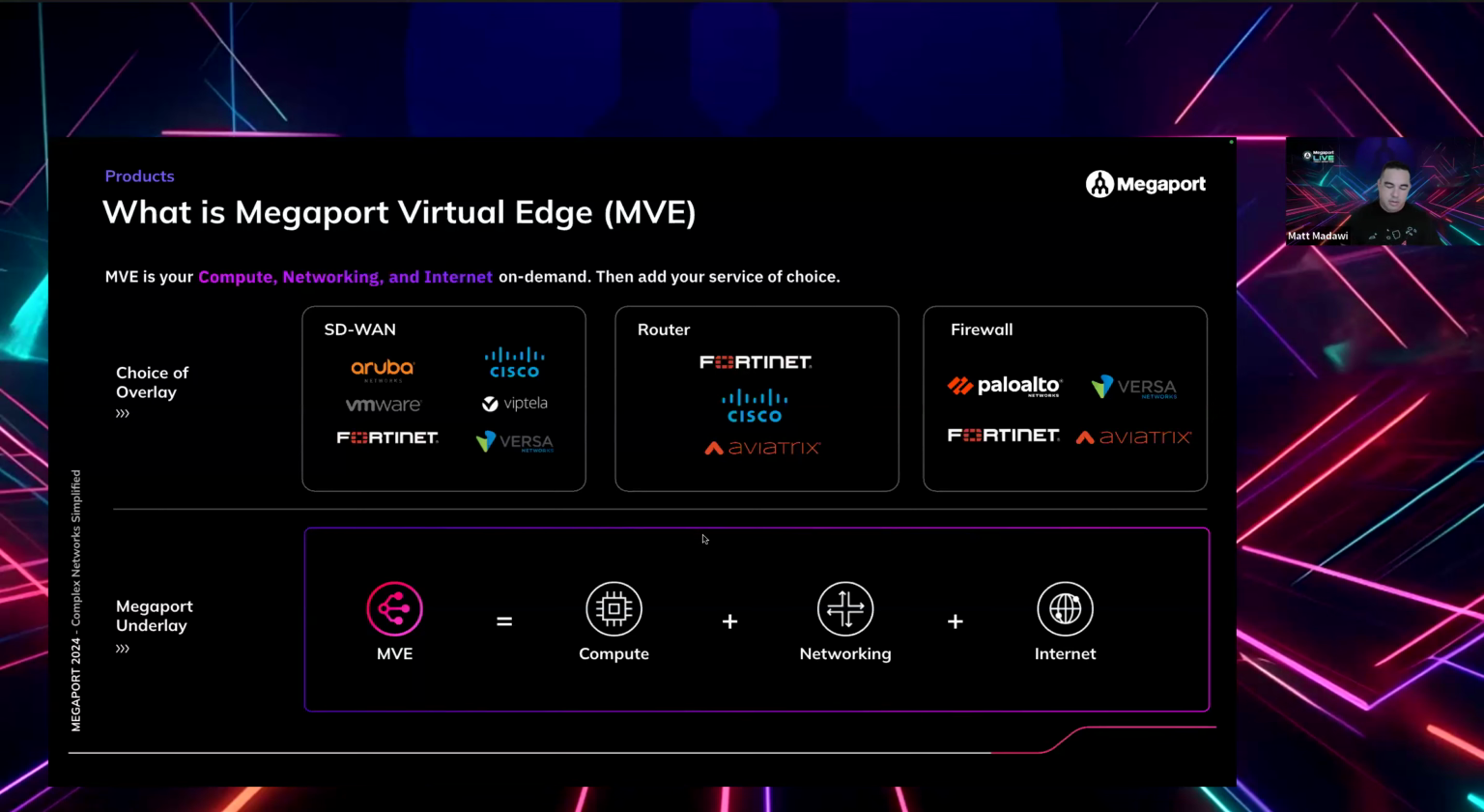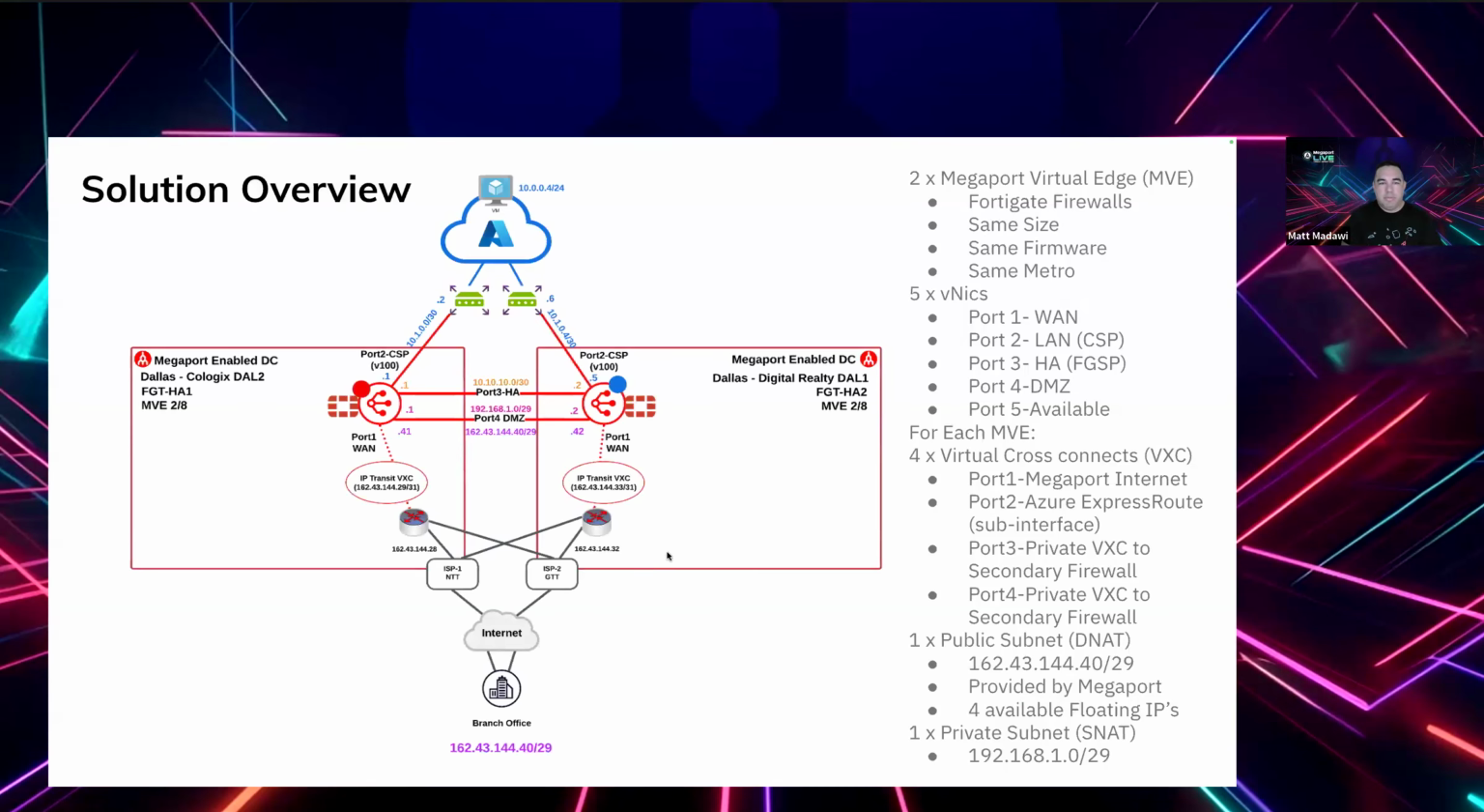So let's look at the solution we're talking about here. From a topology standpoint, it's basically two firewalls in an active-active. They're both sharing the same public subnet, which is this 162.43.144, through Megaport Internet. So we're service chaining: we have the two firewalls plus Megaport Internet, and then also our cloud connectivity. In the back end, I have a server deployed in Azure at 10.0.0.4, a private server front-ended on the Megaport edge.